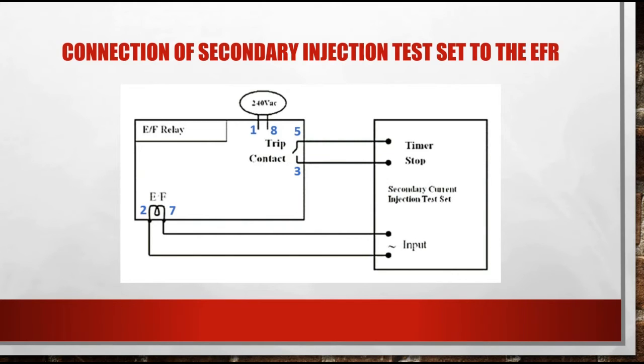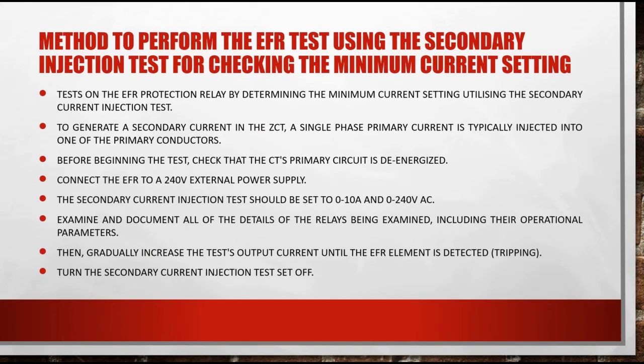Pin 1 and pin 8 are the auxiliary supply, which is connected to 240 volt AC. Next, pin 5 is a normally closed contact, and pin 3 is the common contact. Pin 2 and pin 7 are the CT input, which is the current input for the EFR.